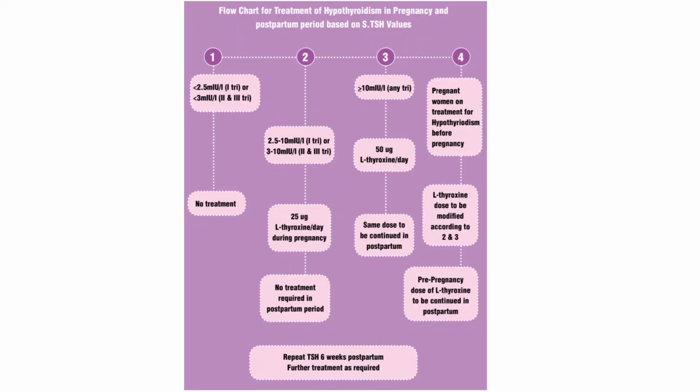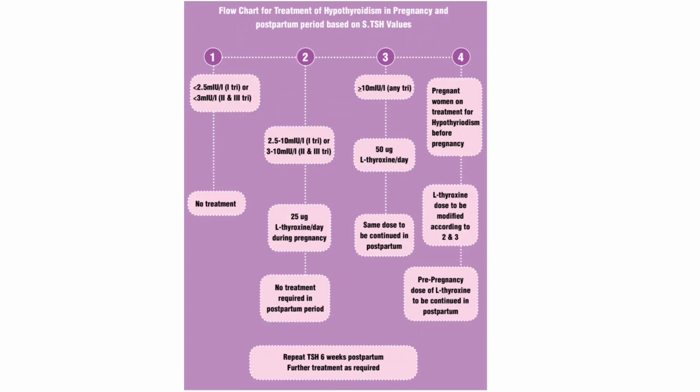If the level is between 2.5 to 10 milli-international units per liter, or 3 to 10 in the second and third trimester, meaning the level is less than 10, then we start the patient on 25 microgram of levothyroxine per day, and no treatment is required in the postpartum period. This patient comes under the category of subclinical hypothyroidism. If the level is more than 10 milli-international units per liter in any trimester, then we directly start a dose of 50 micrograms levothyroxine per day, and the same dose is continued in the postpartum period also.